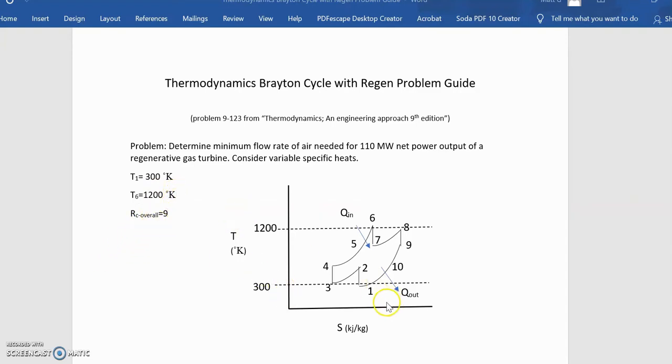So, from 1 to 4. It's always a good idea to sketch out a TS graph, so you can see where we're at. You can see we got Q out, Q in, label the temperatures, and the first thing we're going to want to do is find the work in.